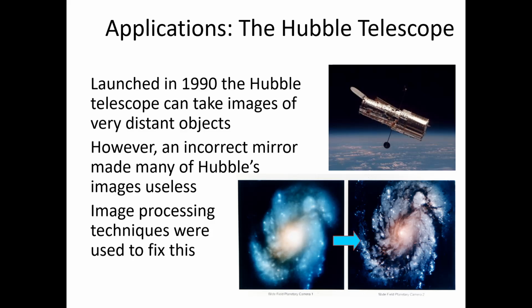Another application is space, where we use digital image processing. In 1990, the Hubble telescope was launched, which can take images of very distant objects. However, an incorrect mirror made many of Hubble's images useless. After image processing techniques were used, the errors were rectified.